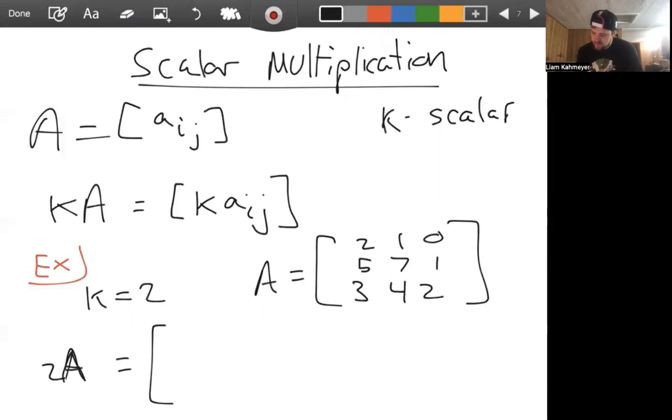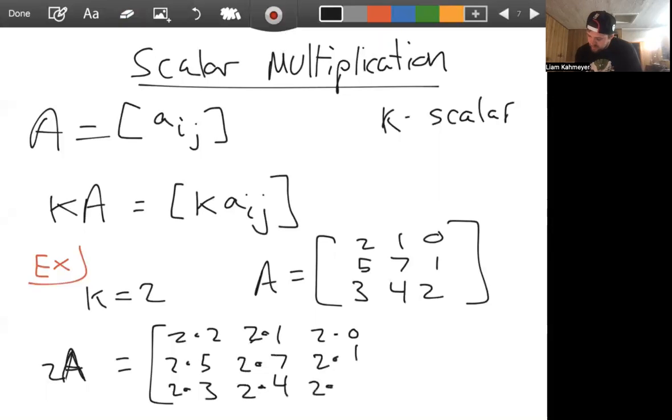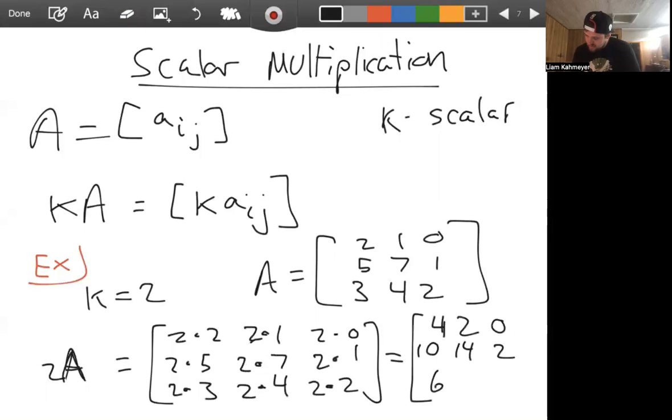Well, this is really just, and again, you can omit this step, just so it's very clear what we're doing, 2 times 2, 2 times 1, 2 times 0, right? Every entry I'm just multiplying by 2. 2 times 5, 2 times 7, 2 times 1, 2 times 3, 2 times 4, and then lastly 2 times 2. And so you can see the resulting matrix with the scalar multiple of 2 here would be 4, 2, 0, 10, 14, 2, 6, 8, 4, right?